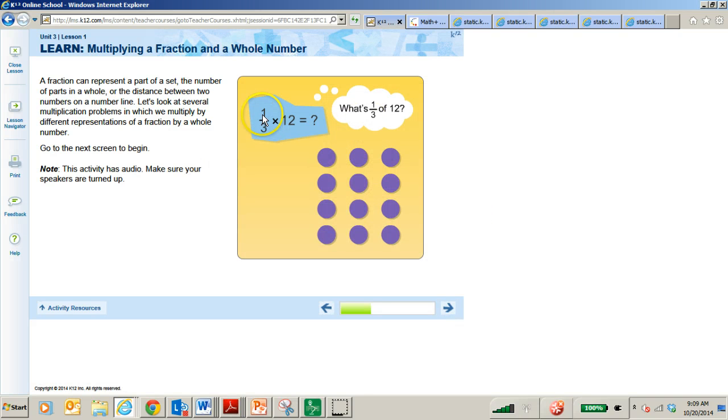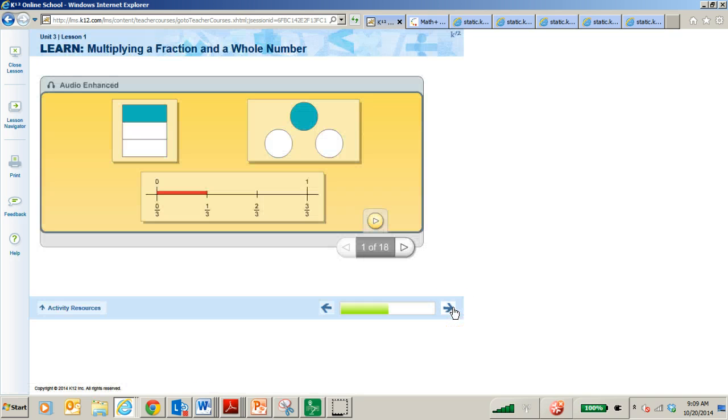Now we're going to get into multiplying a fraction by a whole number. The thing that's important to think about is when you are taking 1/3 times 12, you're really saying 1/3 of 12. So encourage your child to take out that multiplication sign and think of it as, we want 1/3 of 12.